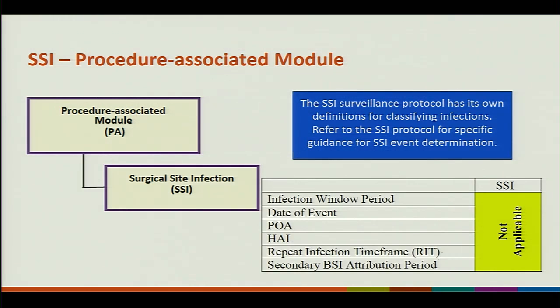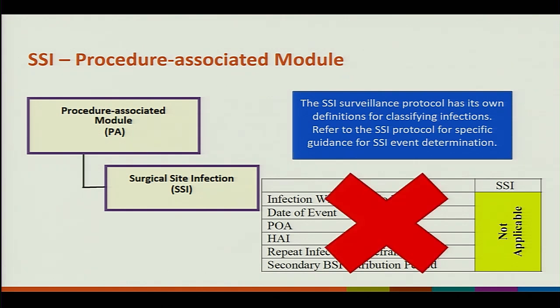And as a reminder, and this has been addressed throughout the week, the SSI protocol is located in the procedure associated module, and it has its own definitions for classifying infections. So there is no infection window period, POA, HAI, none of that applies. Repeat infection time frame, none of that applies to SSI surveillance. For SSI, we do have a date of event and we do have a secondary BSI attribution period, but the SSI protocol has their own definitions for that. So I just wanted to remind you of that. The SSI is really based on surveillance periods, a 30-day or a 90-day SSI surveillance period.